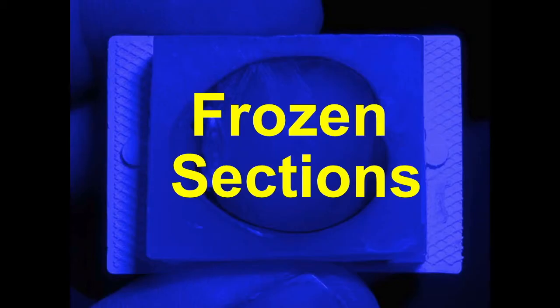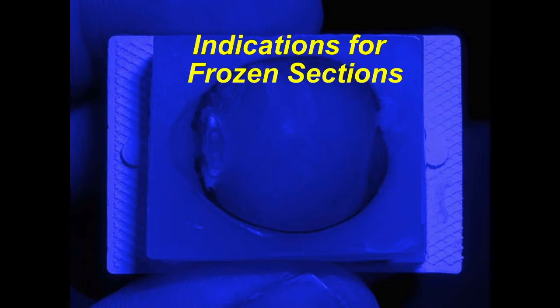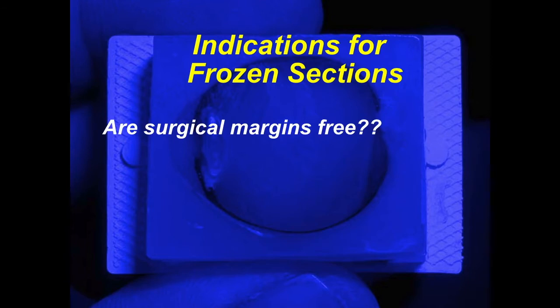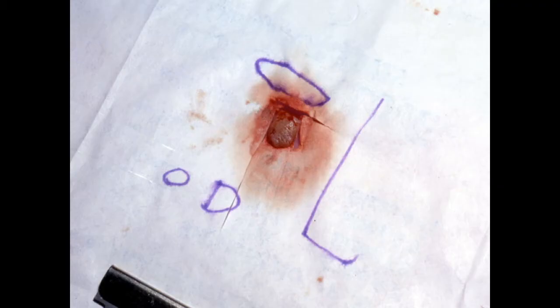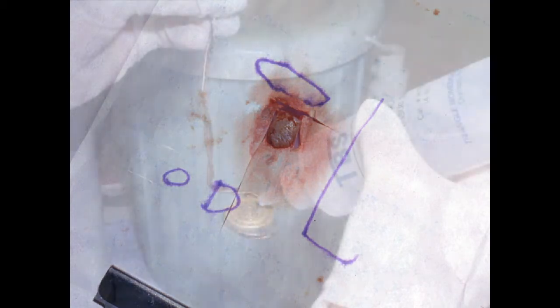Frozen sections. The most common indication for frozen section diagnosis is determination of whether the surgical margins are free when a malignant tumor is excised. Frozen sections can also be used to determine if tissue is adequate or representative for diagnosis, especially when an invasive procedure like orbital biopsy is done. A picture is worth 1,000 words. This is a specimen submitted for frozen section diagnosis by one of our oculoplastic surgeons. It's immediately evident that this is a biopsy of the right lower eyelid.